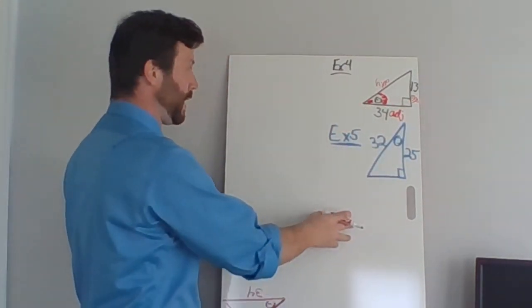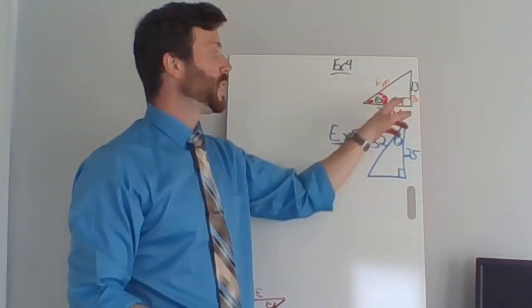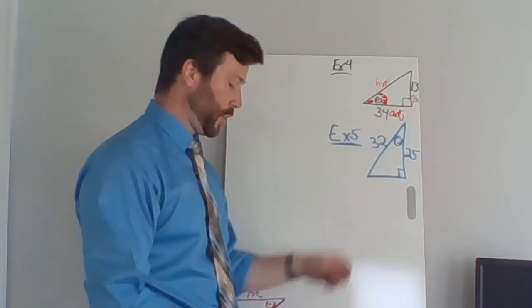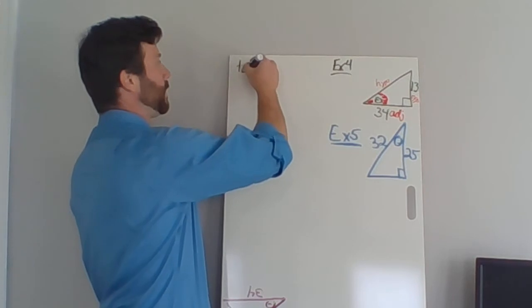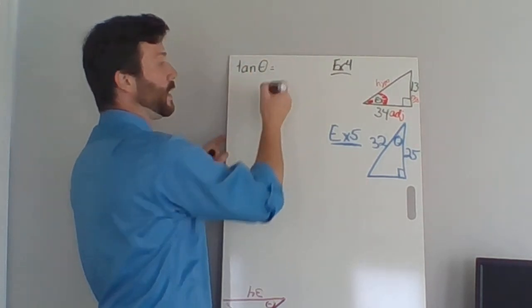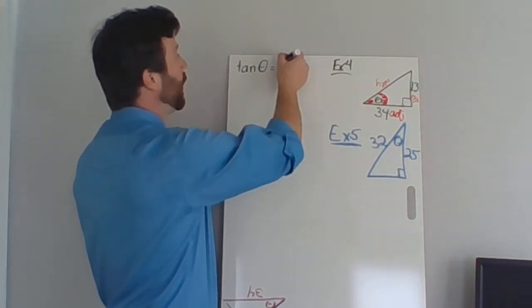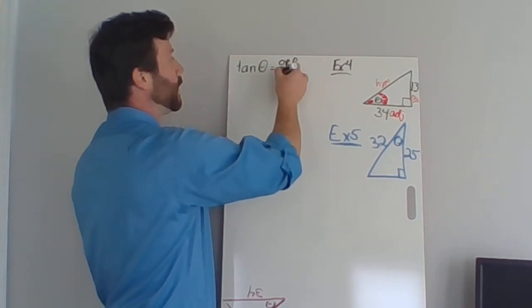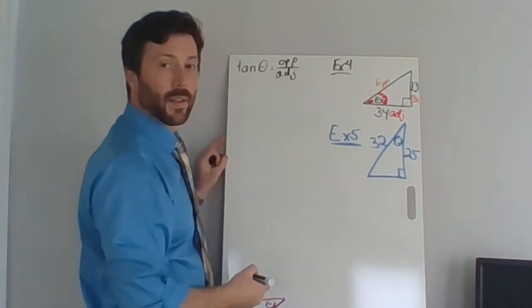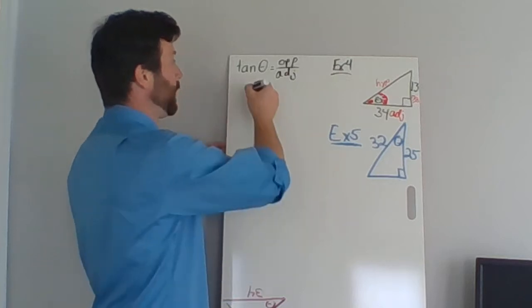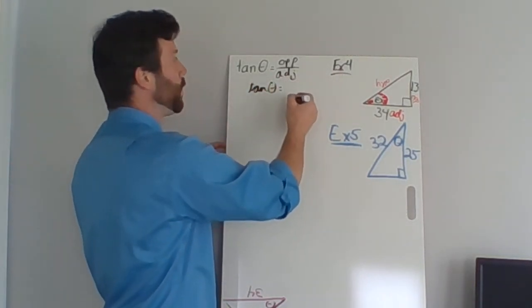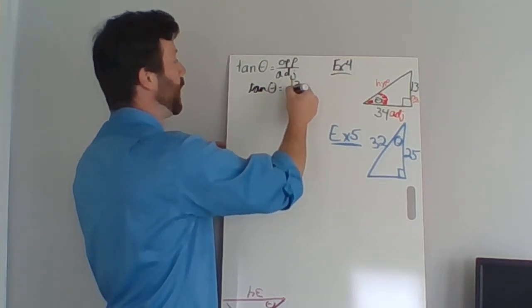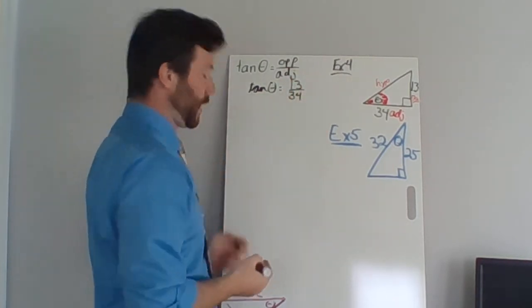Okay, so the two pieces that I have are the opposite and the adjacent. And I want the trig ratio that puts those two together. Well, that's tangent. So I could say tangent of theta is equal to opposite over adjacent. And we'll sub in everything that we have. So the tangent of theta is equal to 13 over 34.